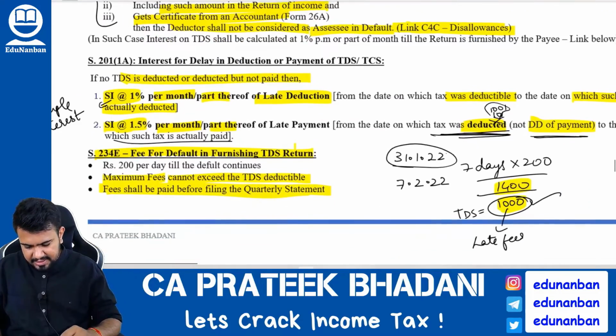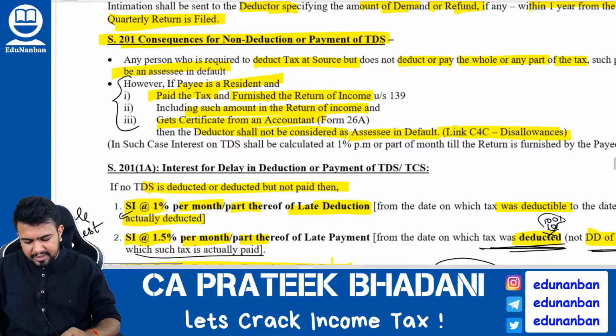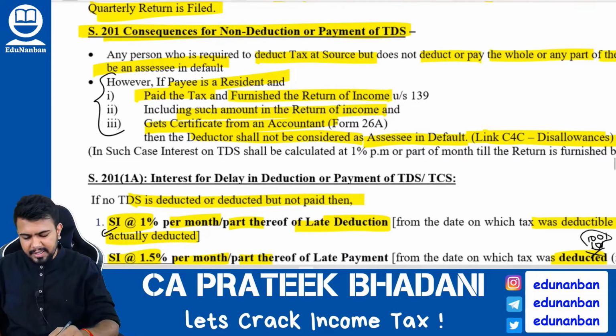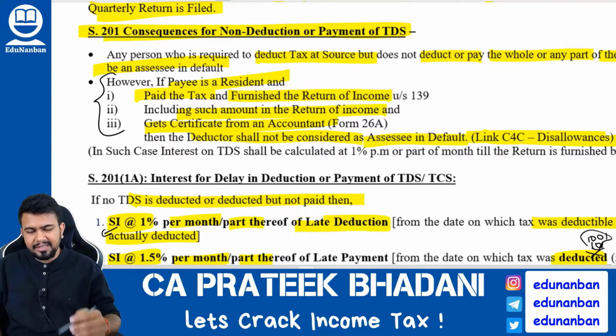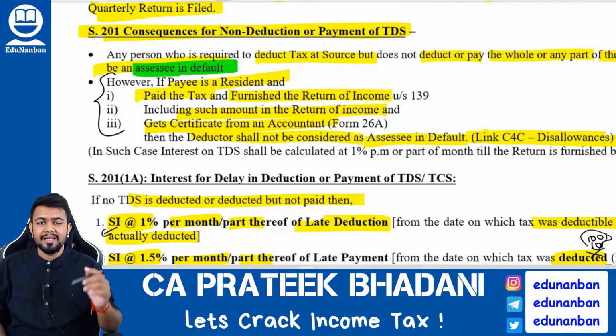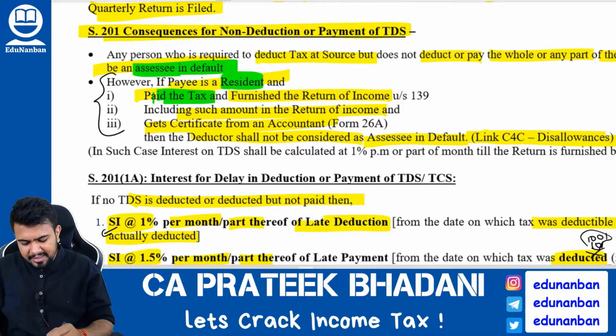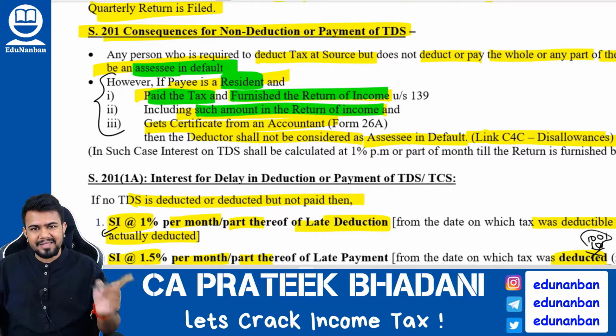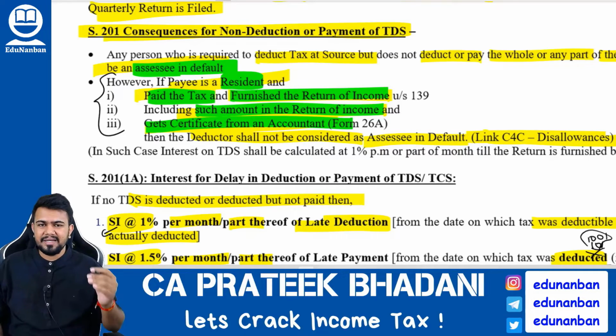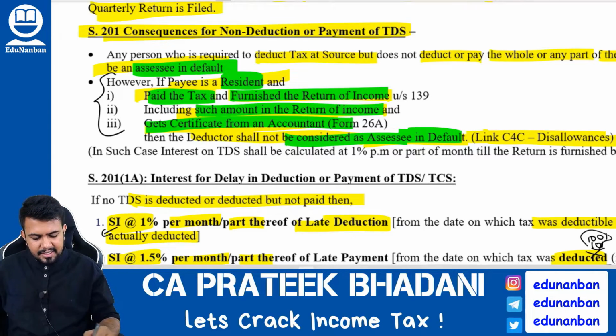Next, let us discuss what will happen if TDS is not deducted or not paid. If TDS is not deducted or not paid, then the person who is required to deduct the TDS will become assessee in default. However, the person can escape if the person who is receiving the payment is a resident and he has paid the taxes and furnished the return of income, and he has included the amount of payment in the return of income and also gets a certificate from a chartered accountant. So if these 3 conditions are satisfied, then the deductor will not be considered as assessee in default.